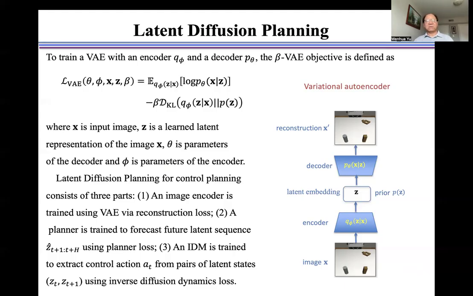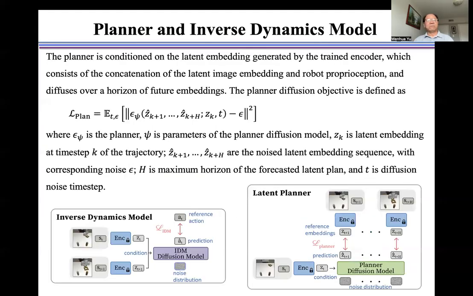Latent diffusion planning for control planning consists of three parts. One, an image encoder is trained using a VAE via reconstruction loss. And two, a planner is trained to forecast the future latent sequence, Z hat, using planner loss. Three, an IDM is trained to extract the control action A_t from pairs of the latent states Z_t, Z_t plus 1 using inverse diffusion dynamics loss.